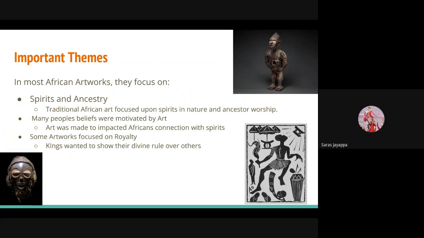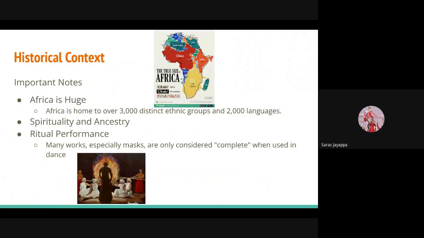Okay, we'll go to the next slide. Some historical context of Africa. Some important notes: Africa is really huge. It's home to around 3,000 distinct ethnic groups and has around 2,000 languages. In comparison, you can fit the U.S., China, most of Europe, and most Middle Eastern countries in Africa and still have room to spare. That's how huge Africa is.